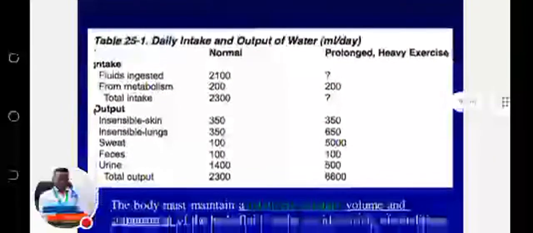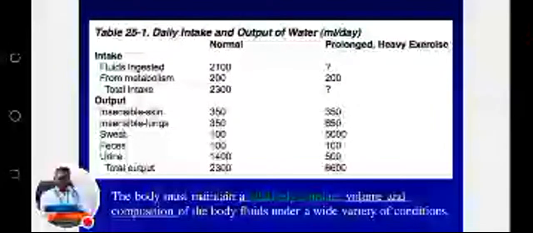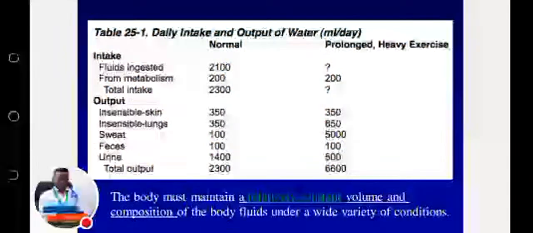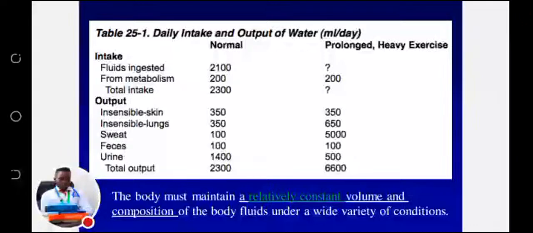Now, water balance. Under water balance is Table 25.1. It shows the daily intake as well as the output of water per day. We have the normal intake as well as the intake during prolonged heavy exercise. For the fluid ingested, normally we need about 2,100 mL per day, and from metabolism about 200 mL per day, so in total we need about 2,300 mL per day.